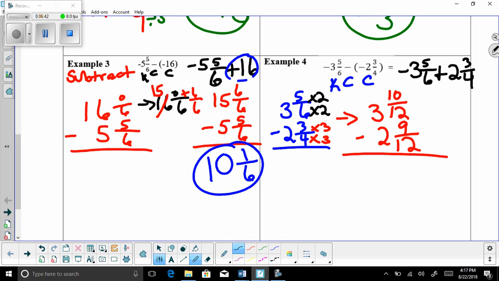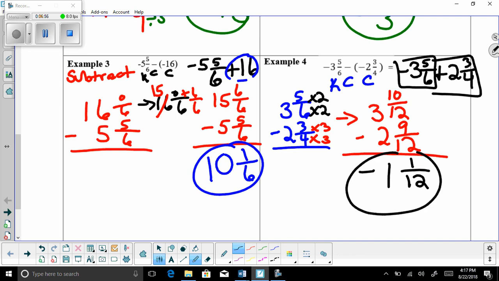Now I can subtract. 10 minus 9 is 1, and I keep my denominator. 3 minus 2 is 1. For this problem, there are more negatives than there are positives, so I know that my final answer is -1 and 1/12. Please make sure you copy these examples down. Go ahead and try the practice problems on the back.